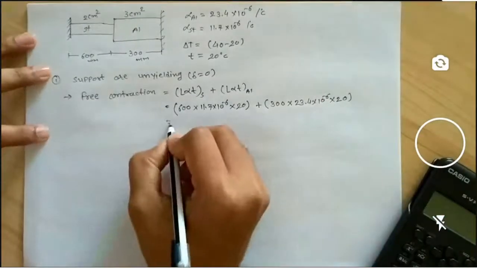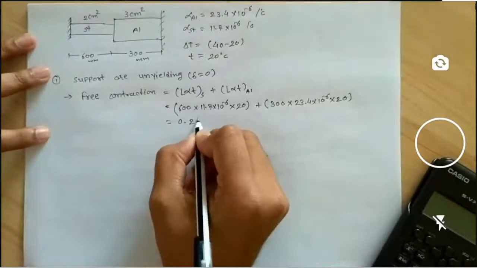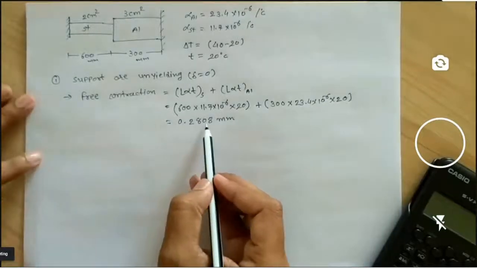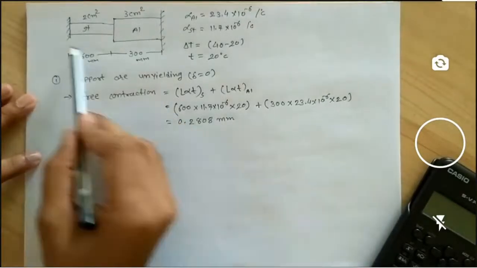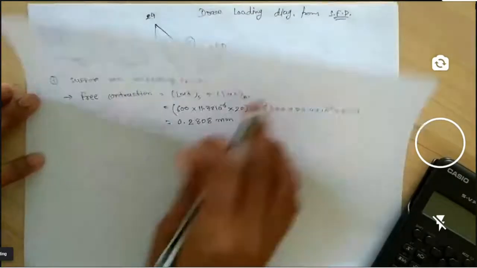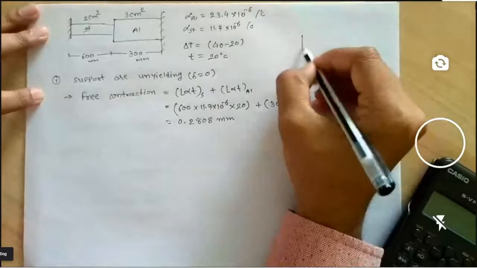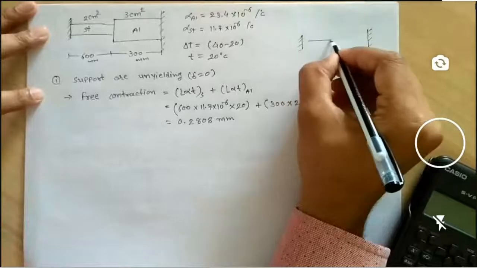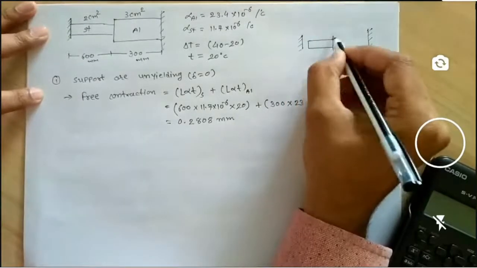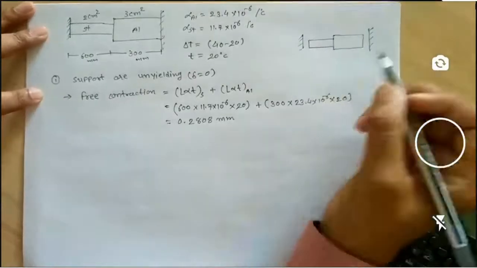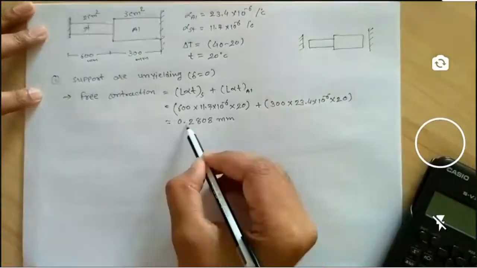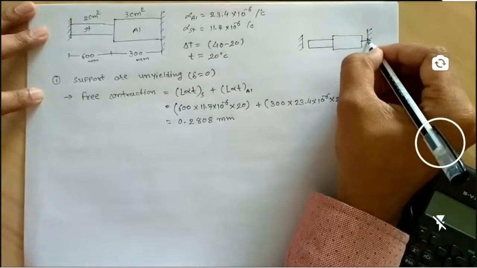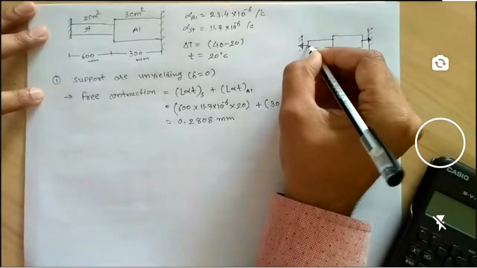So if you calculate this, you get 0.2808 mm. Meaning the contraction required is 0.28 mm. But the support cannot allow any contraction. Okay. So it cannot happen. Our element is this, support is this. They have maintained the distance, but the element will try to contract like this. And this total contraction is 0.28 mm. But the support cannot allow this contraction. They will apply forces and pull out, and they maintain their positions this way.